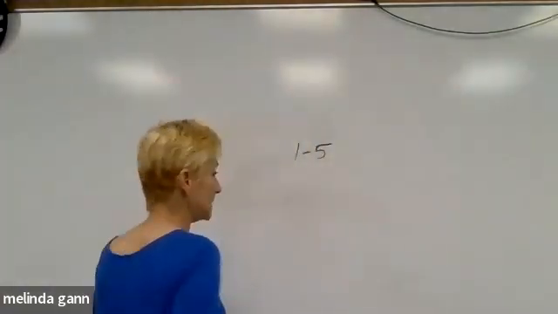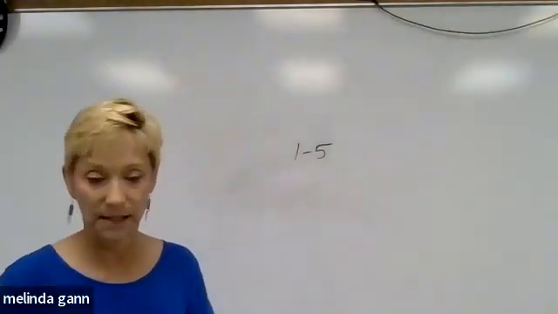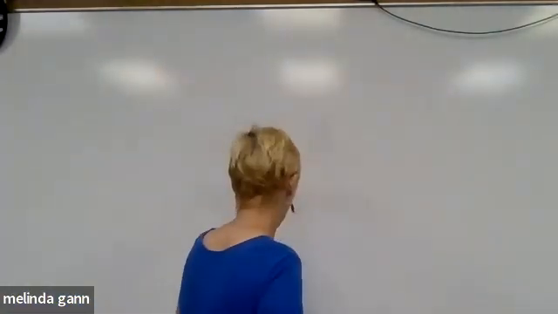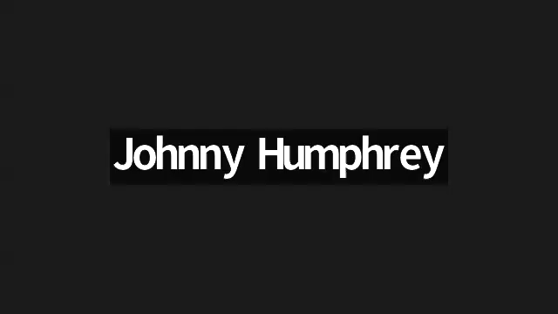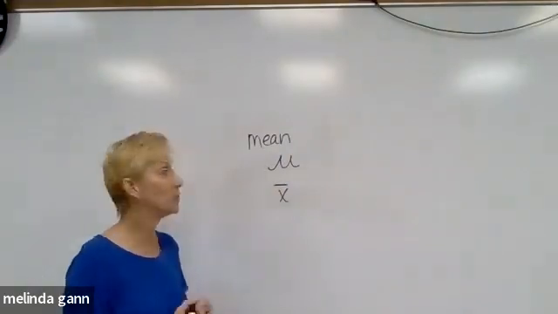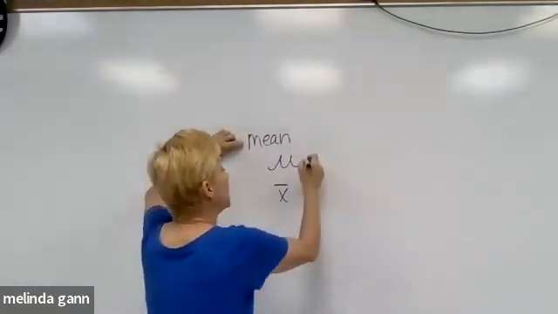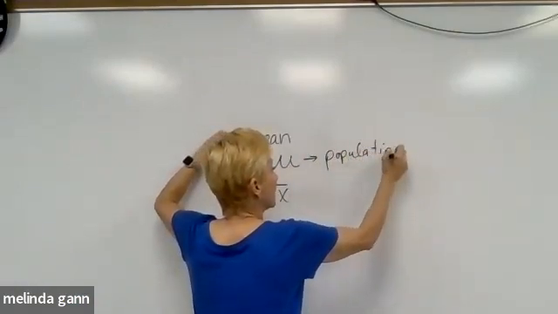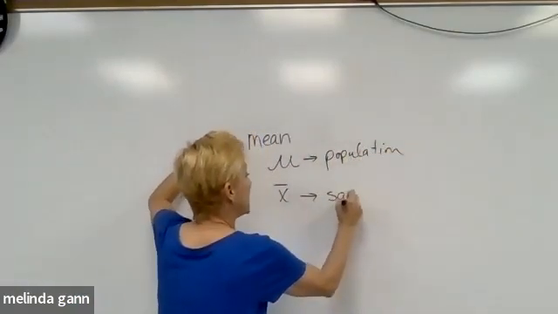All right. Now by that, I mean this. So there are 2 symbols for mean. All right. Mu and X with a bar over it. All right, both of those are symbols for mean, but mu comes from the population and X bar comes from a sample.